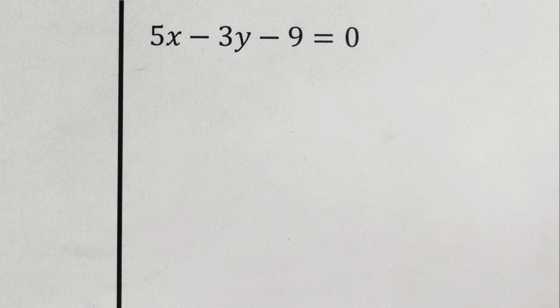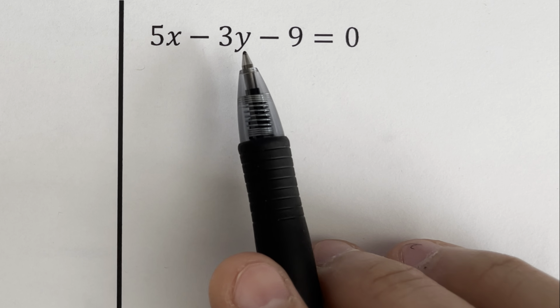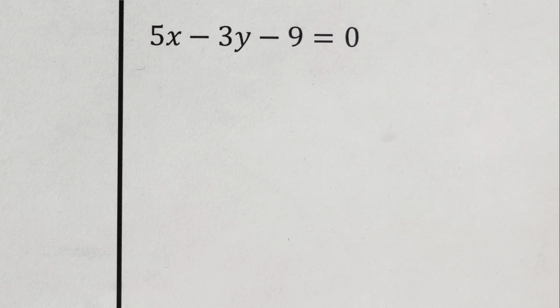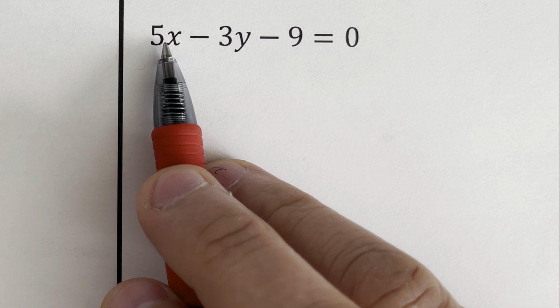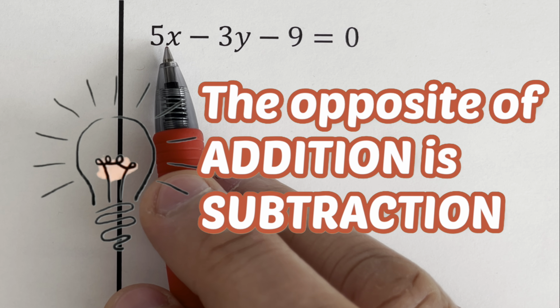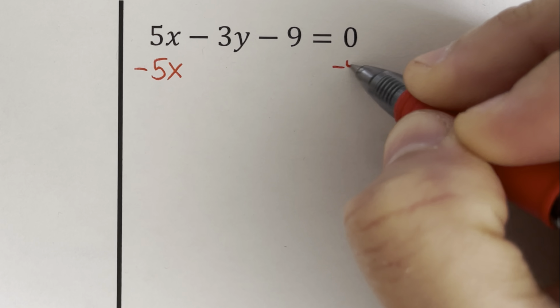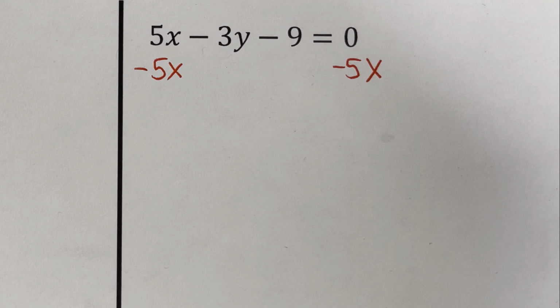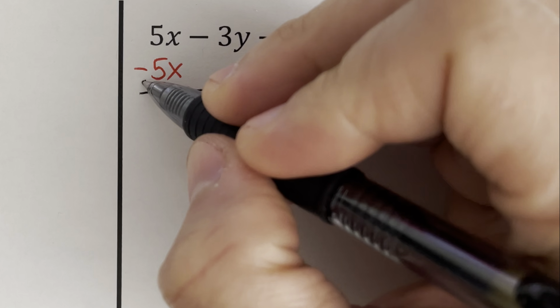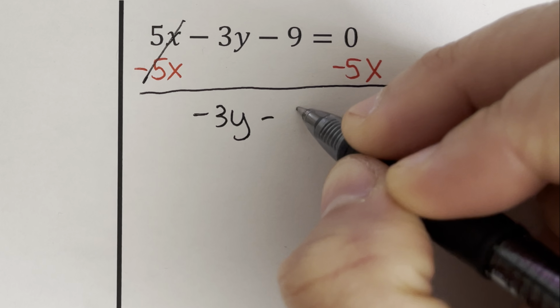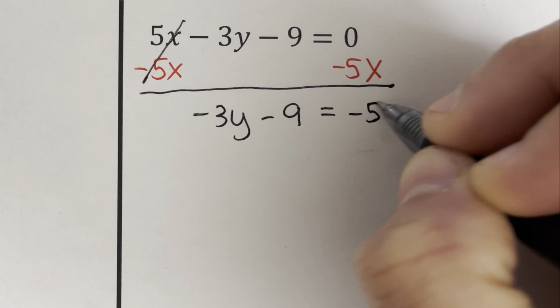Okay, so we go over the problem here. Again, our target is to have y by itself on one side of the equation. So we need to get rid of this 5x and 9. So as you can see here, we have a 5x, that's a positive. We remember that the opposite of addition is subtraction. So I'm going to subtract 5x from both sides, minus 5x. So then we go ahead and cross the 5x out. So we're left with negative 3y minus 9 equals negative 5x.